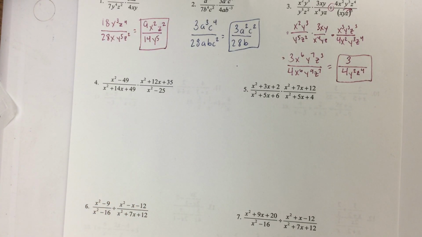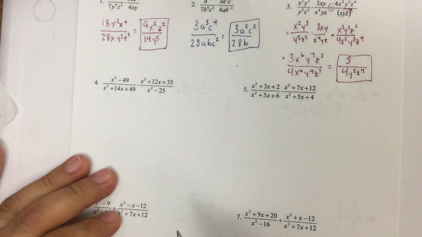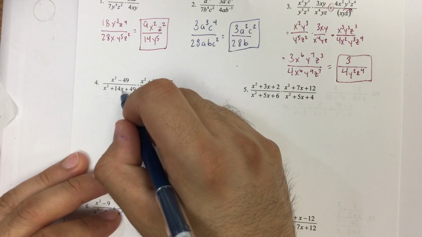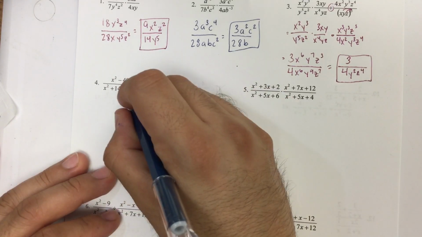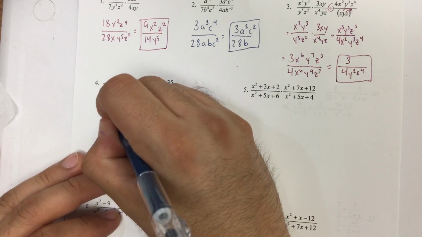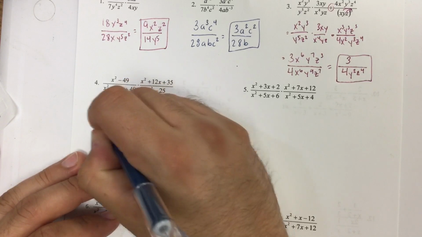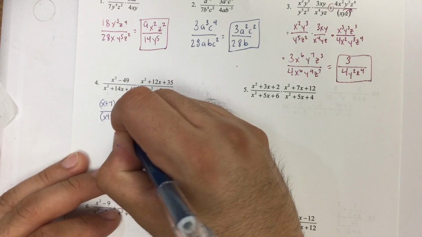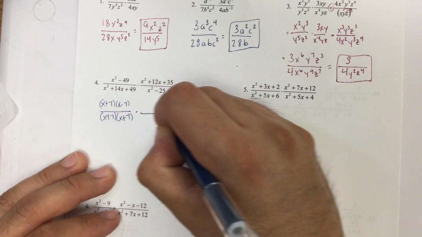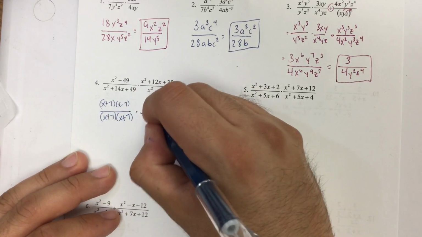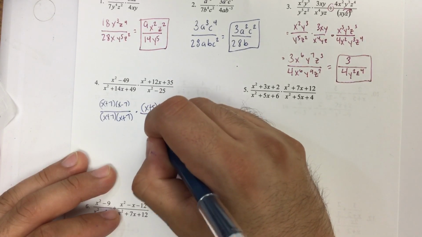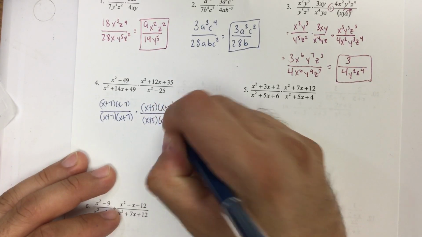So here we're just going to factor completely. It's a multiplication sign, so we're going to factor top left, top right, bottom right. So this is going to factor to x plus 7, x minus 7. This one factors to x plus 7 squared, but since I'm going to be canceling out, I'm going to write it separately. Times x plus 5, x plus 7. And x plus 5, x minus 5.